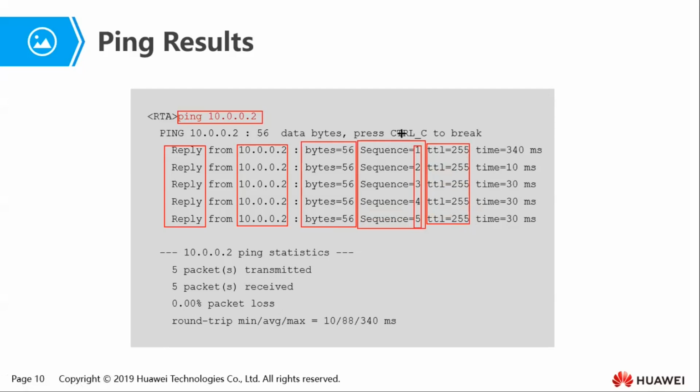So because we've not gone beyond any hop, it's still going to be 255. Then here, in this column, you're going to get the round trip time. For example, the time between us sending the request and getting the first reply, it took 340 milliseconds. The time between us sending the second request and getting the reply, it took 10 milliseconds.